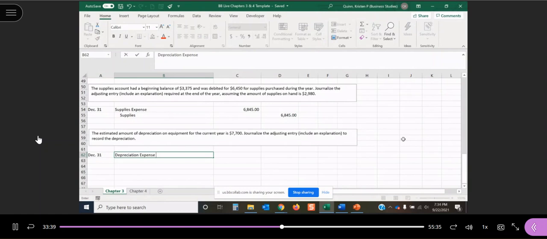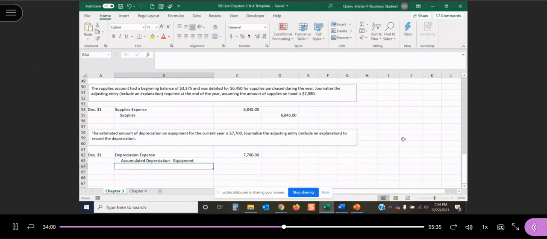Sometimes you'll have multiple depreciation expense accounts. So it might say depreciation expense equipment, depreciation expense building. So just be mindful of that when you're doing your entries. And the amount that they give you is always the amount of your adjusting entry. And then we have our accumulated depreciation, which is always specified because each asset account is always going to have its own accumulated depreciation account of $7,700.